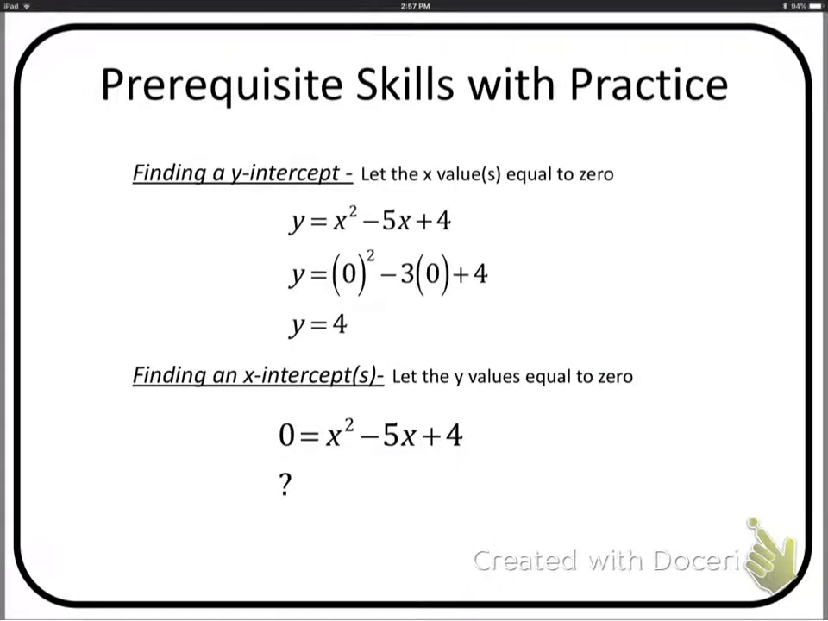For our prereq skills, finding a y-intercept is when we let the x value equal 0. You plug in 0 for x and you find the y-intercept. Finding the x-intercept, you plug in 0 for y, which is where we're going to be applying the zero product property. So we've got a question mark there, and we're going to find out how to do this.